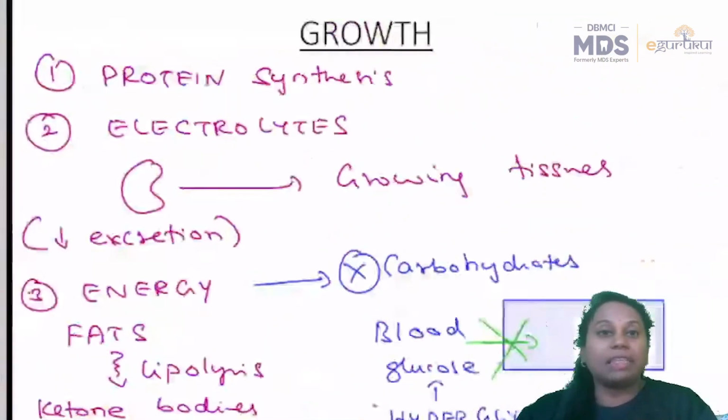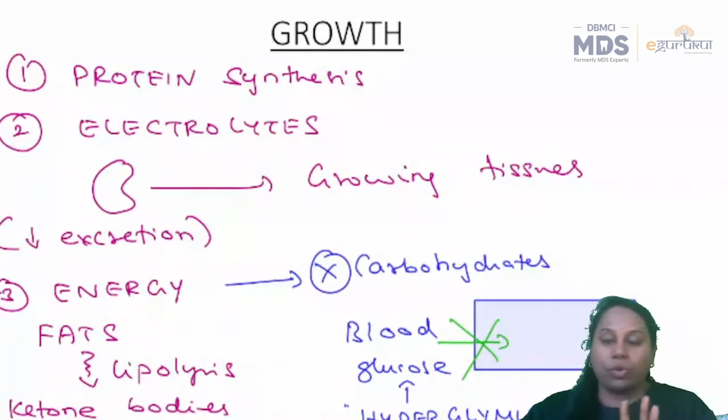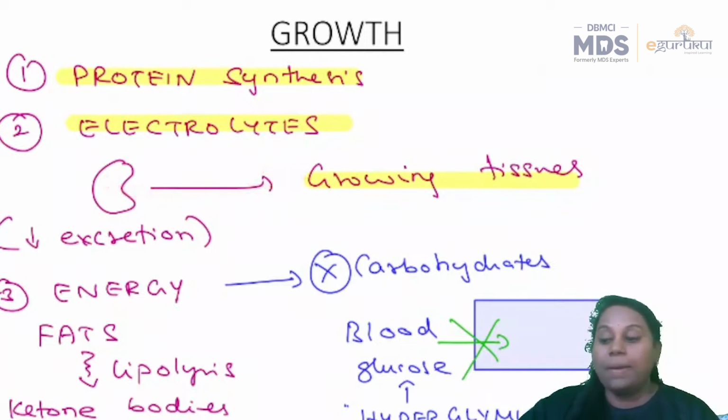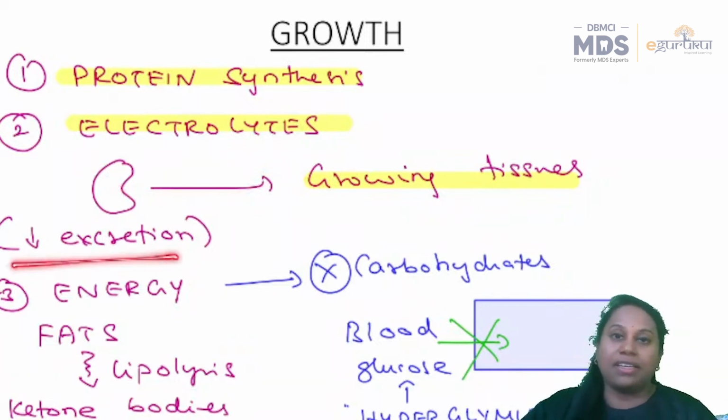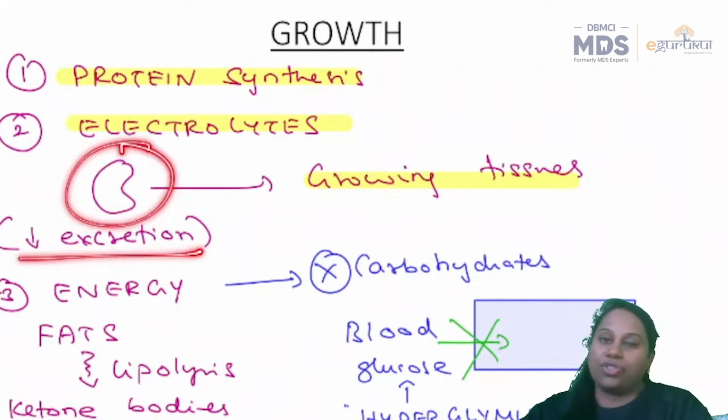So what are the other effects of growth hormone? You can remember this: growth hormone helps in growth. For growth, you need proteins, so growth hormone helps in protein synthesis. For growth, you need electrolytes. The growing tissue needs electrolytes, so the electrolytes are moved from the kidneys into the growing tissue. How? By decreasing the excretion of electrolytes in the kidneys. It decreases the excretion of your salts and takes these salts to the growing tissue.